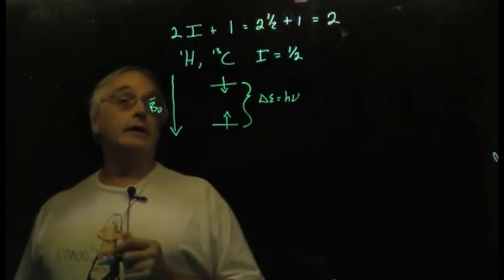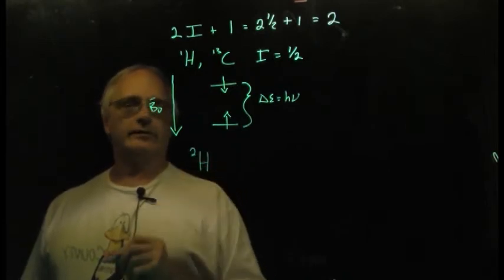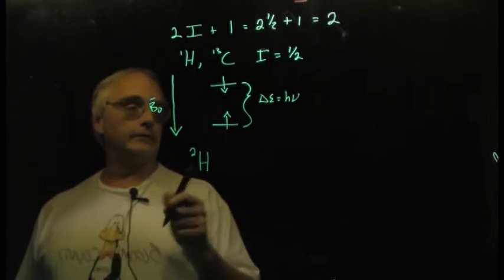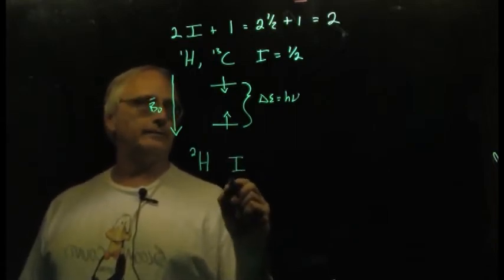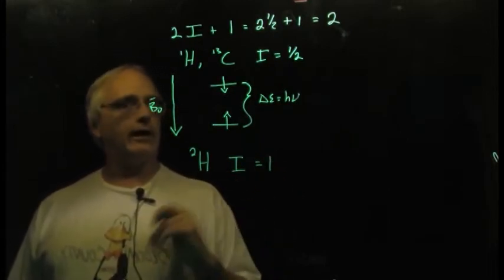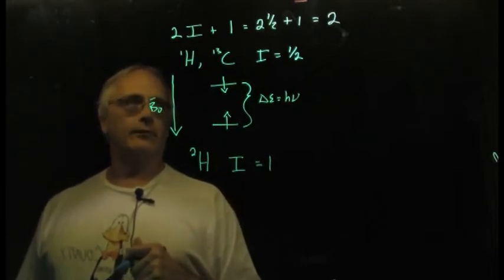Now, of course, there are other nuclei. The deuterium nucleus, heavy hydrogen, hydrogen 2, has 1 proton and 1 neutron in the nucleus. If you recall, this one has a spin quantum number of 1: 1/2 for the unpaired proton, 1/2 for the unpaired neutron. Together they make a spin quantum number of 1.